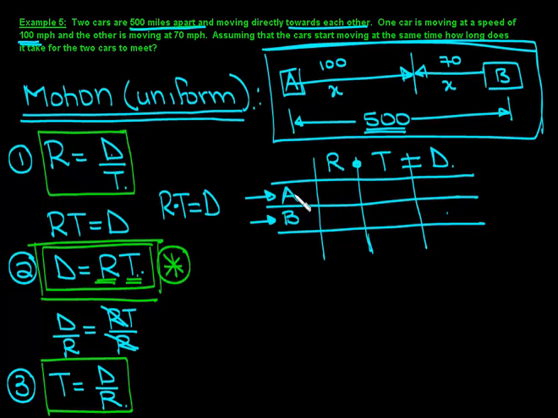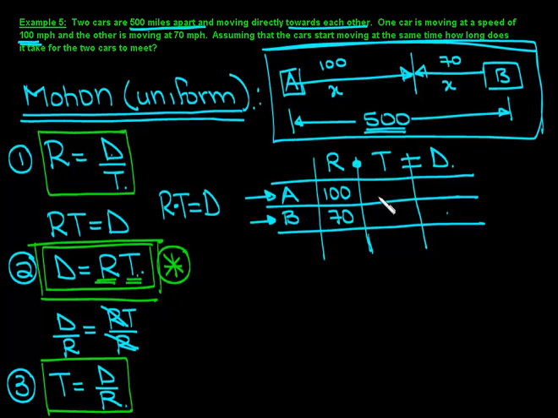What was the rate of car A? How fast was car A traveling? This cell here represents the rate of car A. Car A was traveling at 100 miles per hour. How fast was car B traveling? This is the rate of car B. That was 70 miles per hour. So you can see how easy it is to fill the grid up, because everything is given to us.